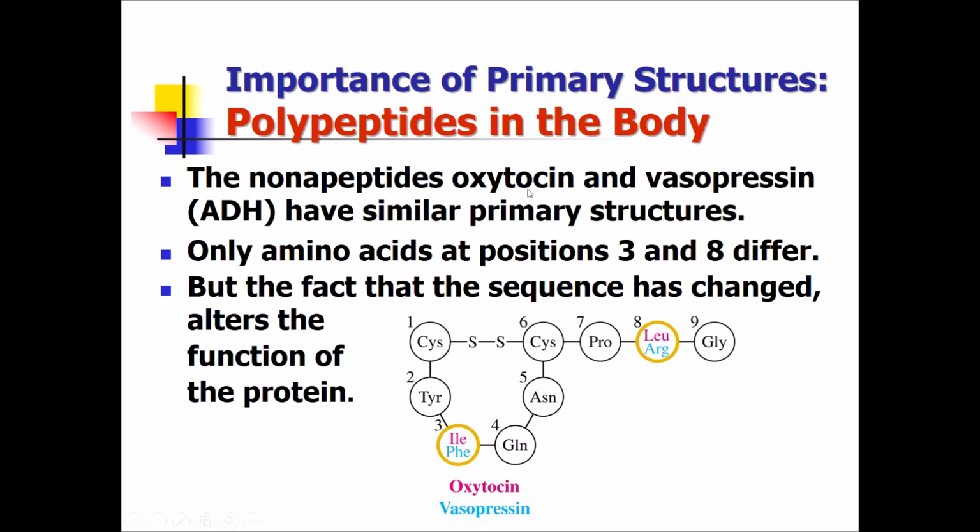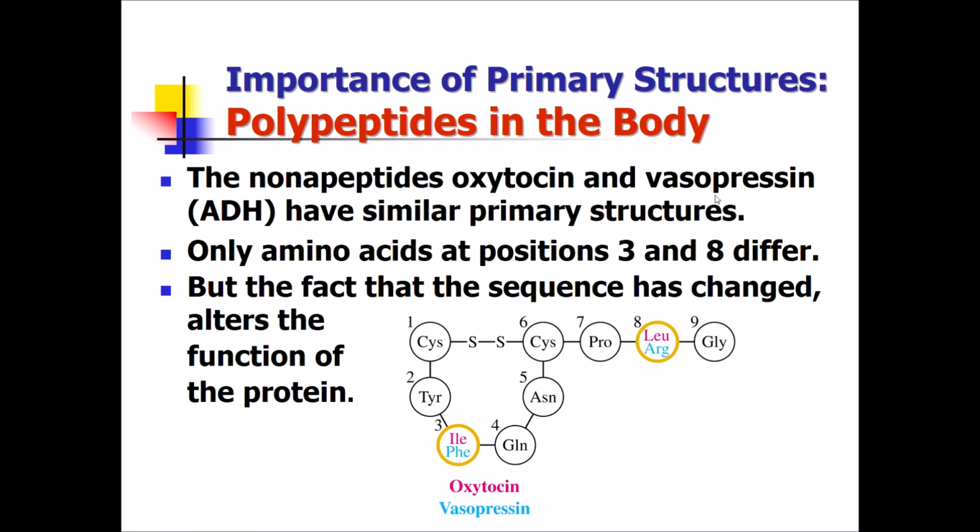Oxytocin is involved with childbirth. It's the hormone that causes the uterus to contract during childbirth, and then ADH is something that causes you to keep your water if you're dehydrated. It tells your kidneys to keep your water. It's the main thing that it does.